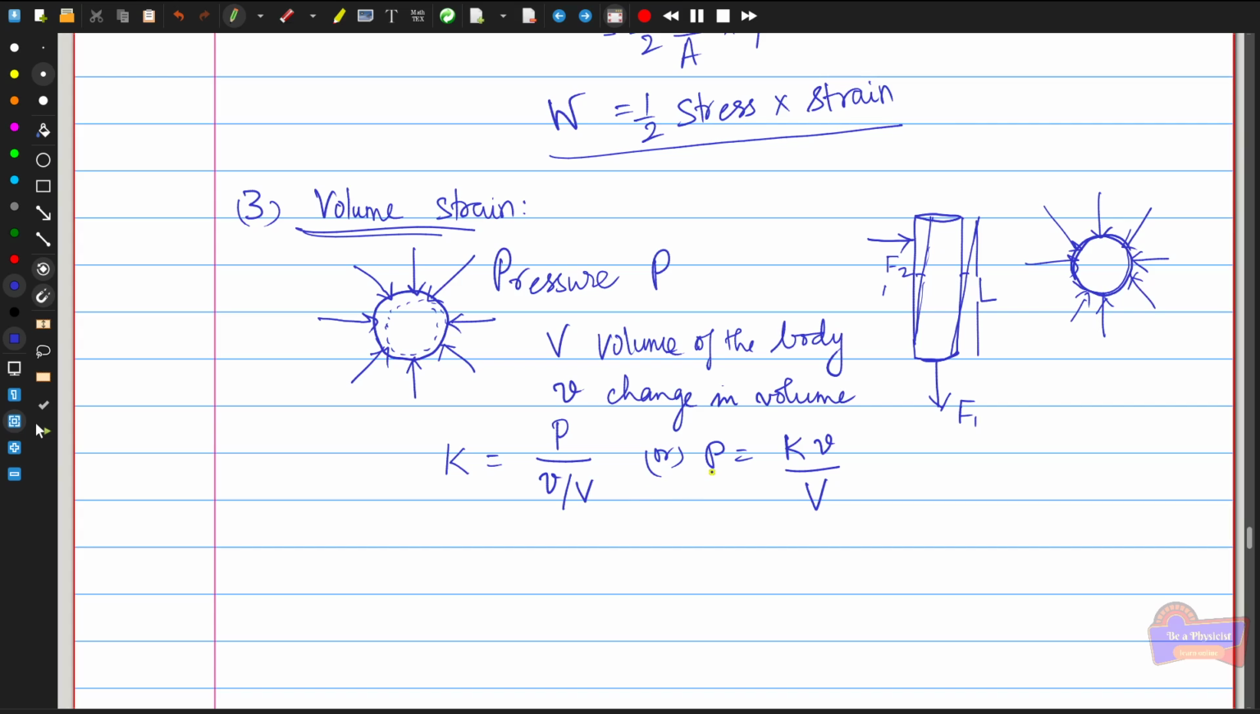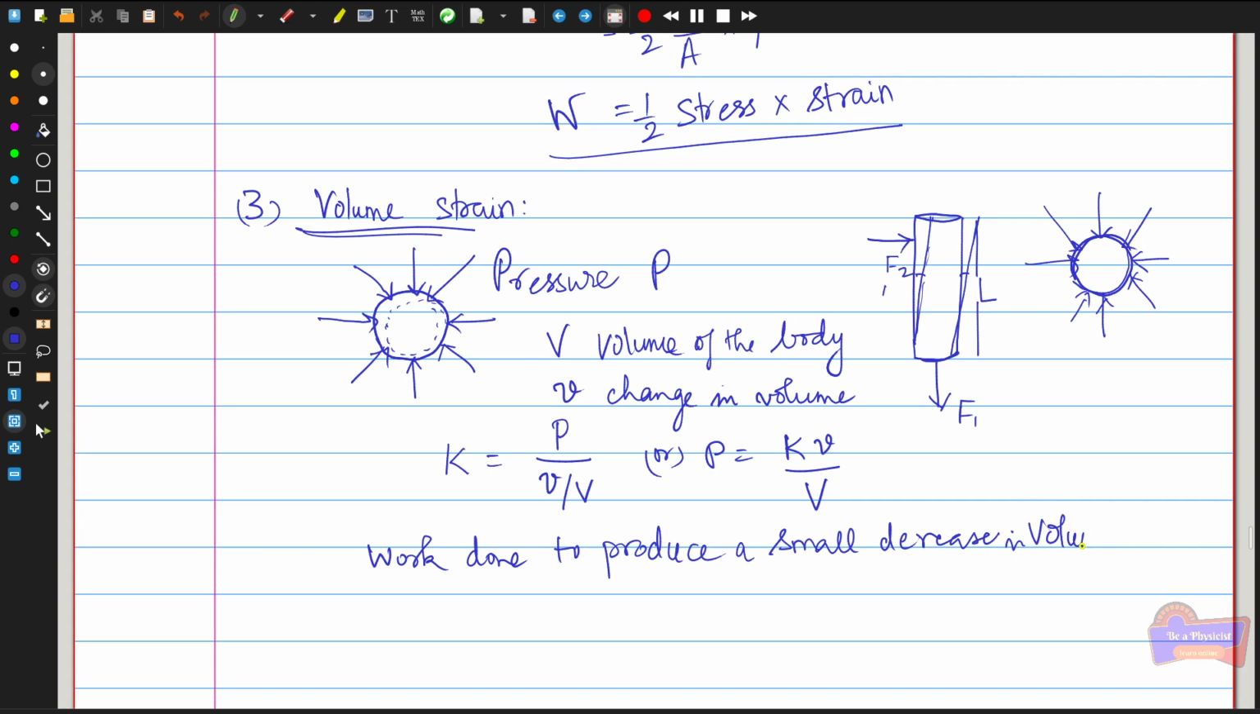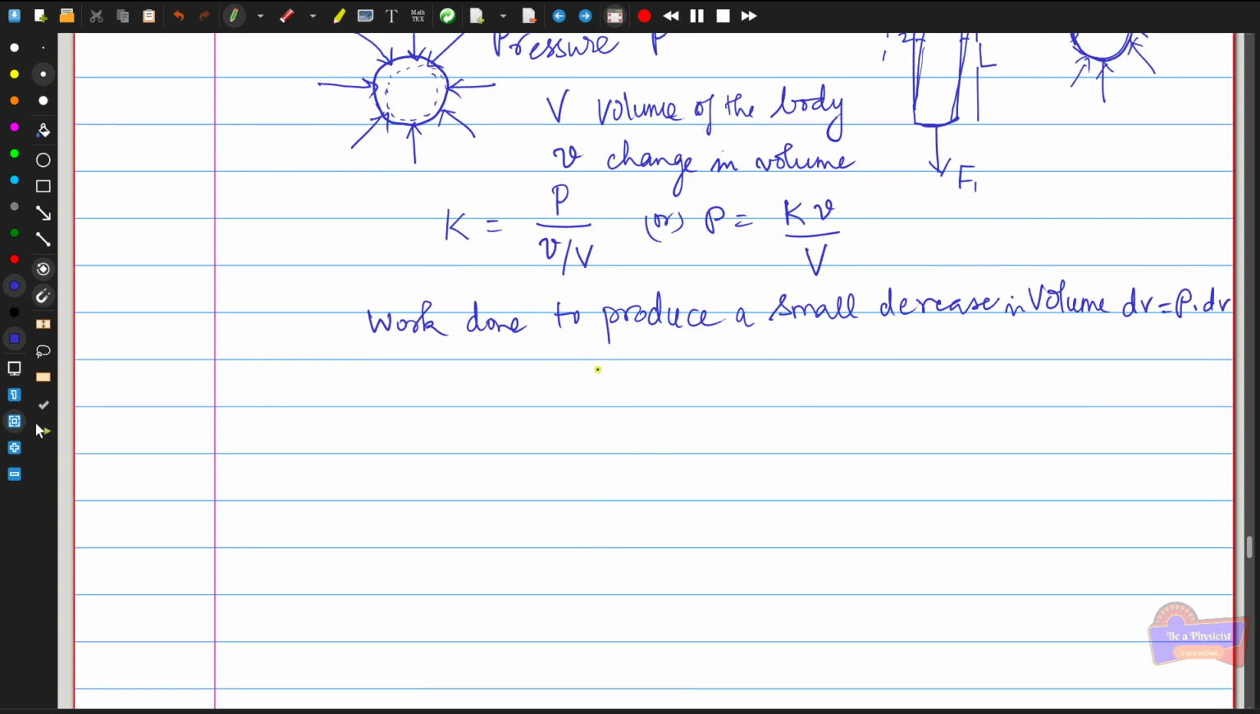Since we know the pressure, we can easily find out the work done to produce a small decrease in volume, that is dV, which is nothing but P times dV. I already know the value of P here, so I can easily find the total work done.